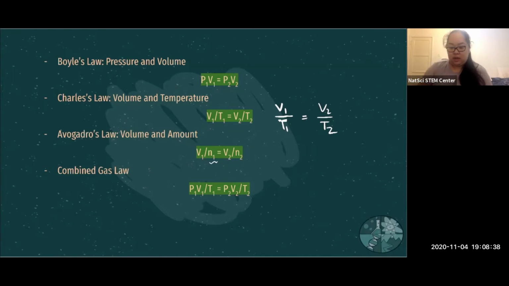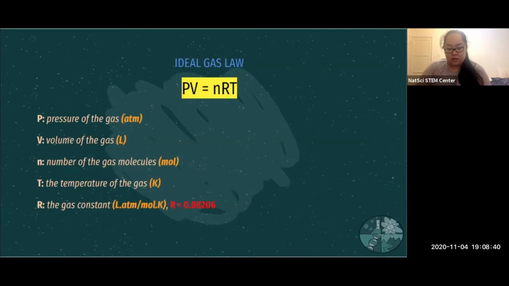Okay, moving on. So your ideal gas law is PV equals nRT. For pressure, the unit that we always want it in is atmosphere, ATM. Volume is in liters, not milliliters. Moles. Temperature, the SI unit that we want is Kelvin.